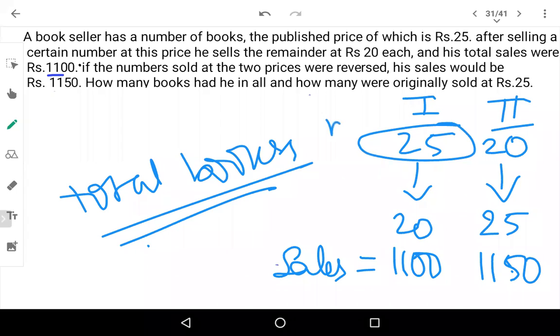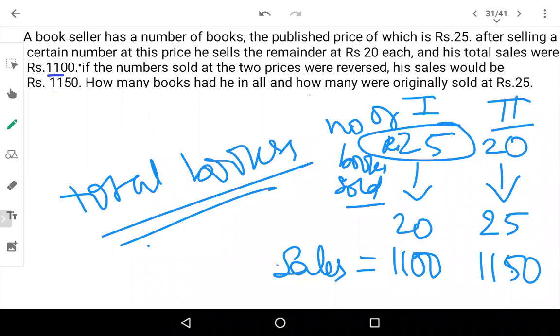Number of books. Number of books sold at 25 rupees. So this is the question. When you break down the question like this, at the side of the answer sheet somewhere, understand the question by writing the numbers like this. So it will be easy for you to derive the equations.